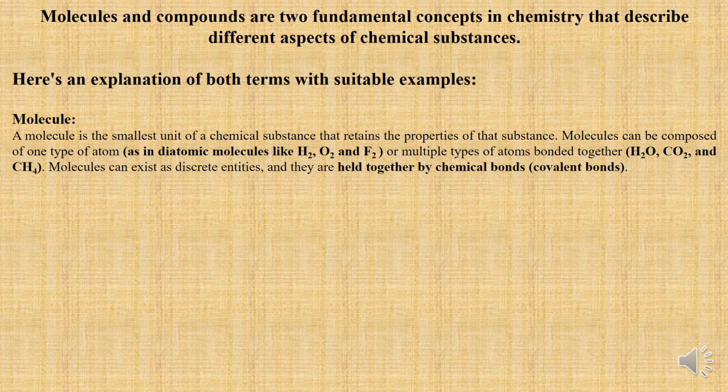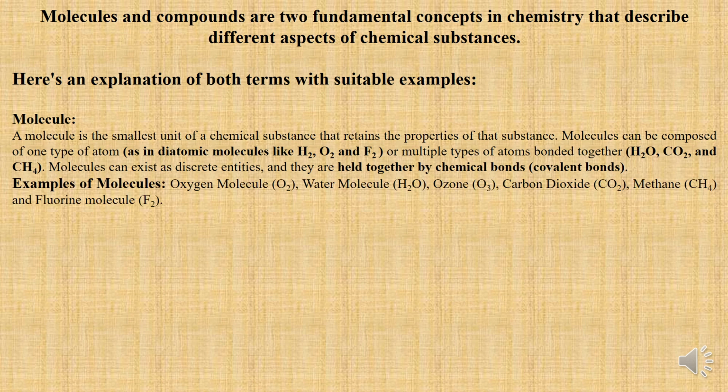Molecules can be composed of only one type of element, as in the case of diatomic molecules like hydrogen, oxygen, and fluorine, or they can also be composed of different types of atoms bound together, as in the case of water molecule, carbon dioxide, and methane molecule. A molecule exists as discrete entities and they are held together by covalent bonds.